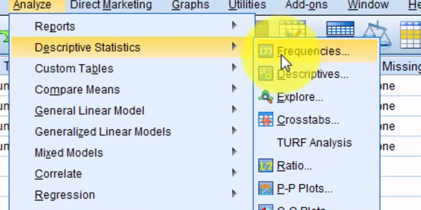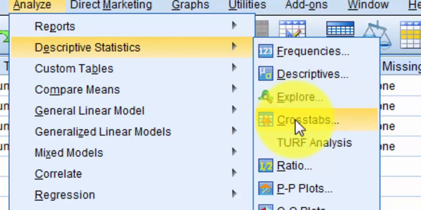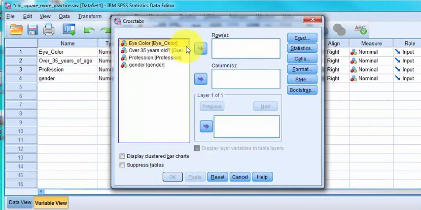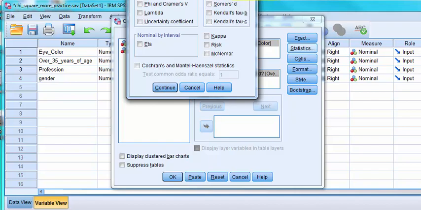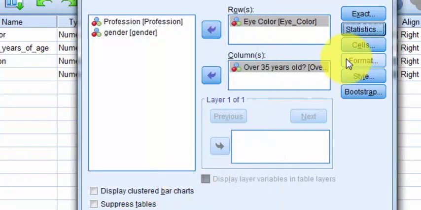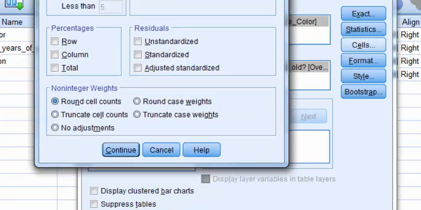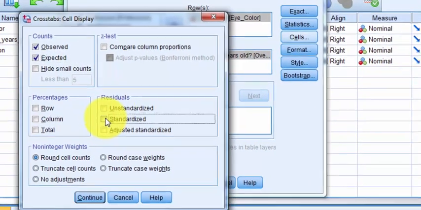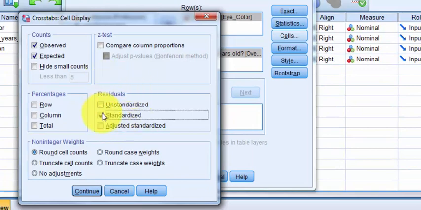Descriptives, crosstabs. Crosstabs is chi-squareds. There's another chi-squared function on here. Don't use it. Crosstabs. Eye color, over 35 years old. So you go to Statistics. You want the chi-squared test statistic. You want the phi and the Kramer's V. Continue. Cells. You want the expected count if the null were true, and the standardized residuals. So if there was a difference, the standardized residual will tell you where it is. Continue.